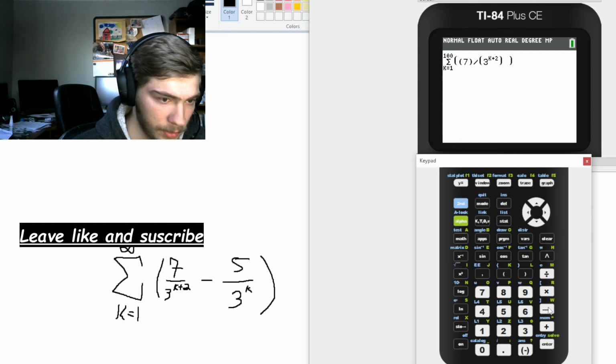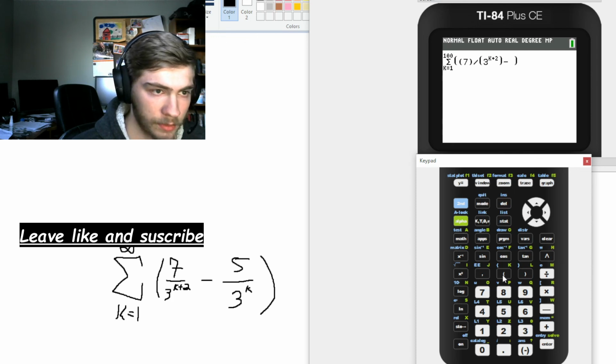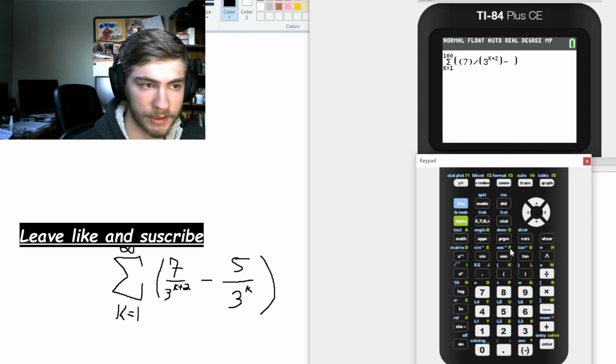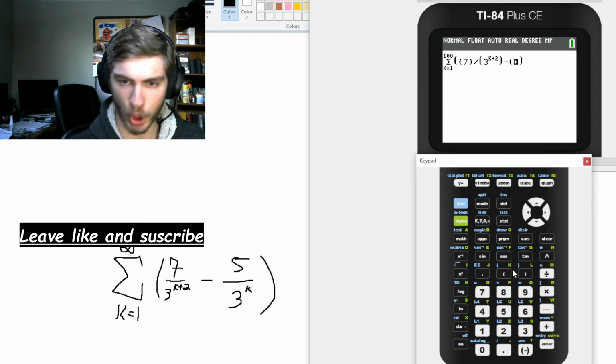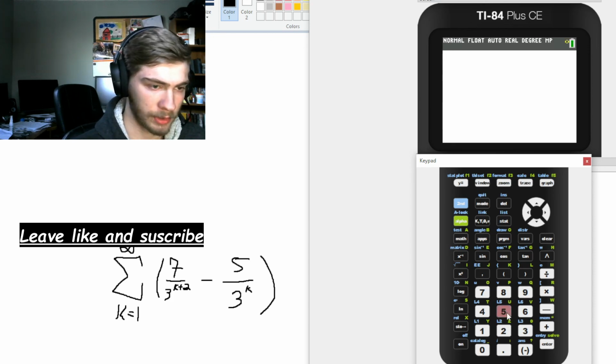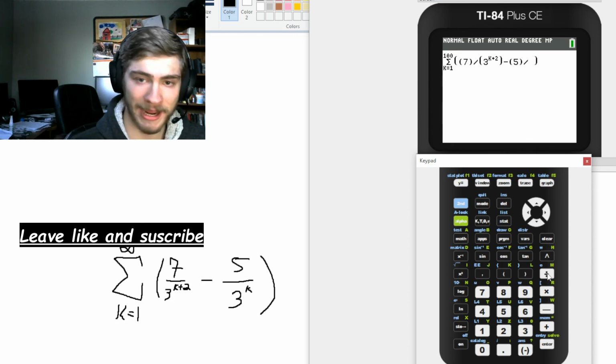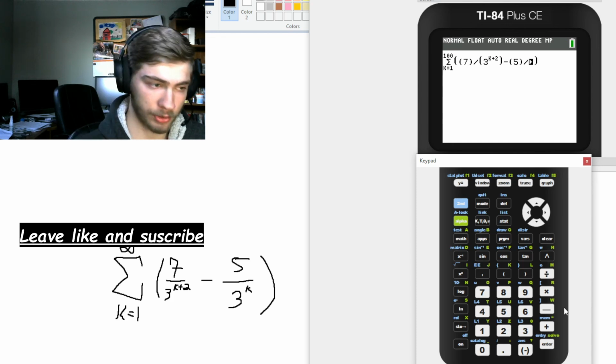End parenthesis. Minus. The reason I can do this without parentheses, you could do it with parentheses as well, like before the 7 and then after this 3 to the k plus 2, like double parenthesis here, is because division happens before subtraction in PEMDAS, so I don't need that. But if you aren't sure that you got the right answer, or you get an answer that's not an option, just add more parentheses because the odds are your calculator's order of operations was just messed up.